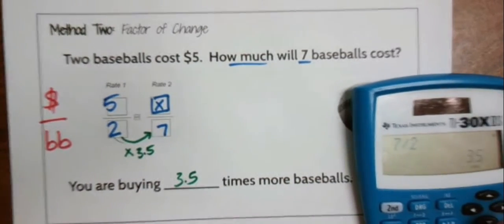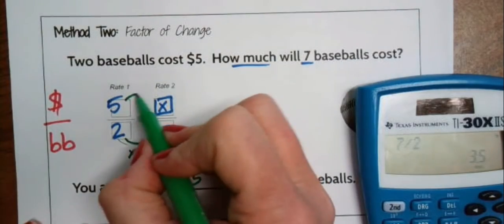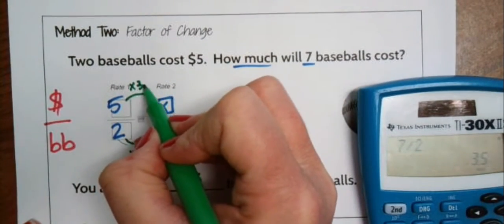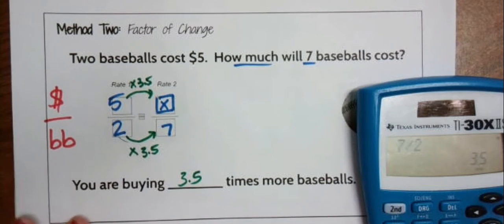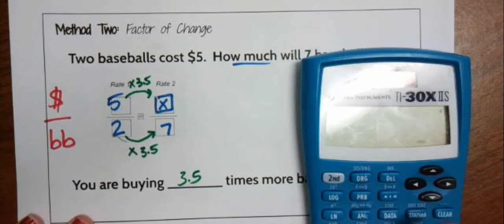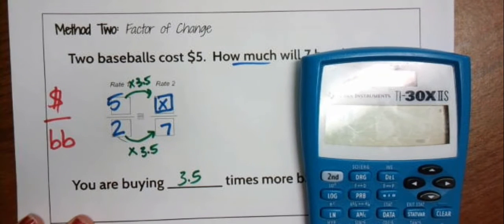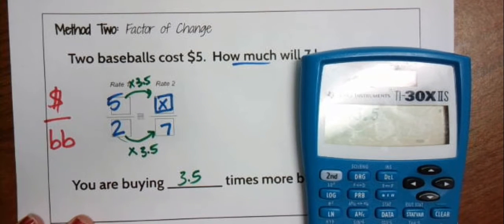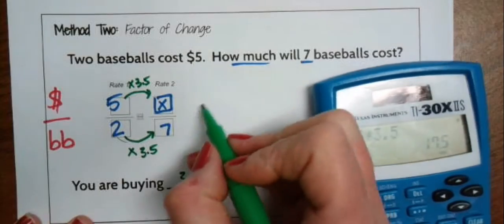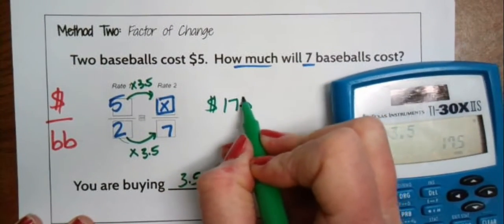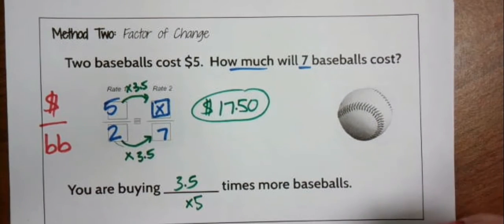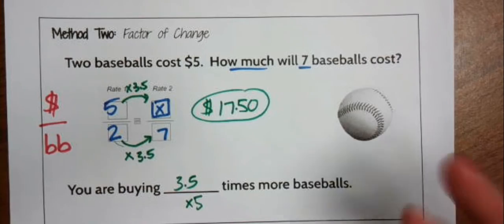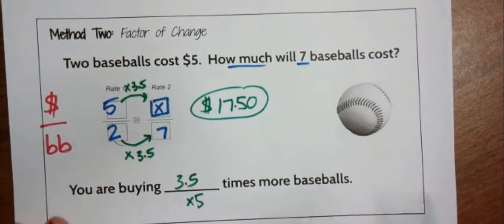So if I'm buying 3.5 times more baseballs, wouldn't it make sense that I'm going to pay 3.5 times as much money for those baseballs? Yeah, exactly. So let's take the $5 here. We're going to multiply it by 3.5. And again, we're going to get $17.50. Okay, so we just multiplied the 3.5 by 5 because we're buying 3.5 times as many baseballs, so we're going to have to pay 3.5 times as much money, and that's factor of change.